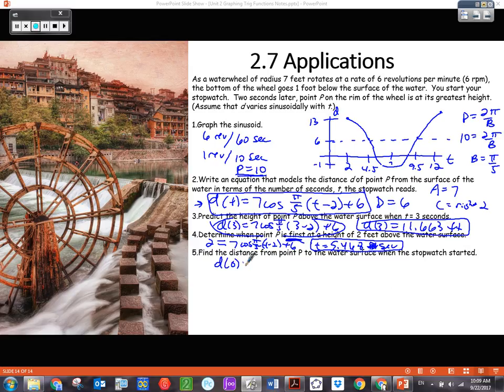So d of 0 is going to be 7 cosine pi over 5, 0 minus 2 plus 6. Okay, so the distance at 0 is what we're looking at, d of 0. So d of 0, as we put that in our calculator, is going to be 8.163. And that is in feet.